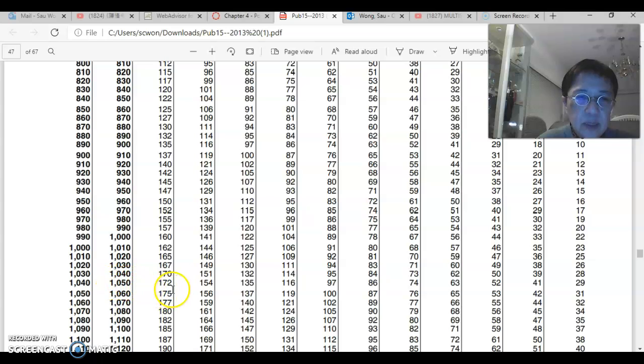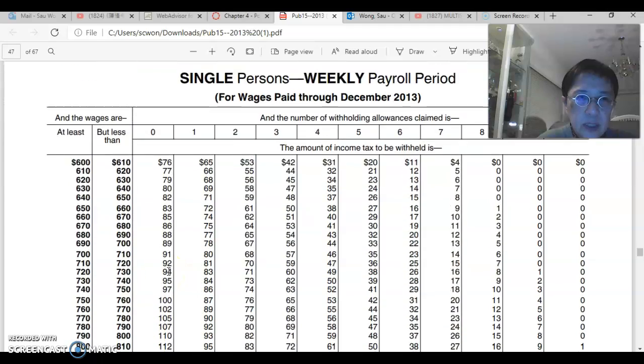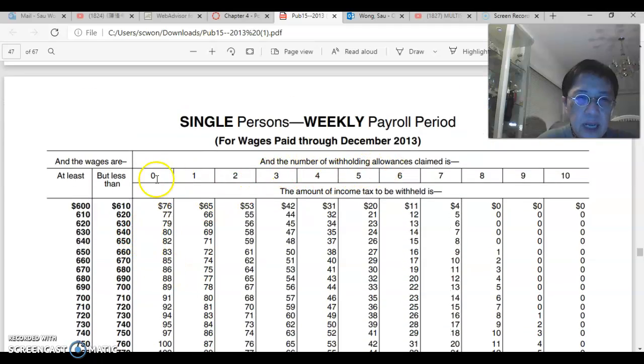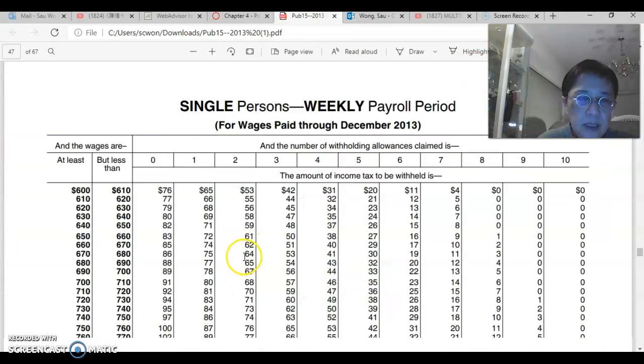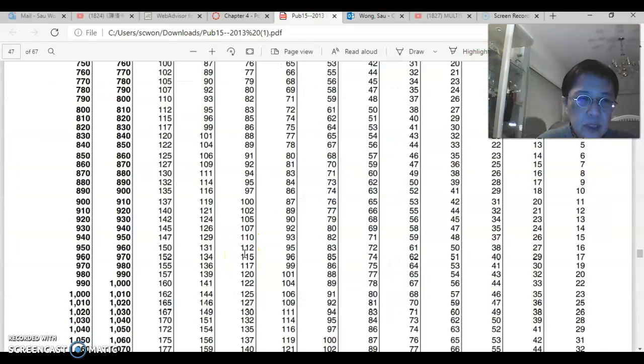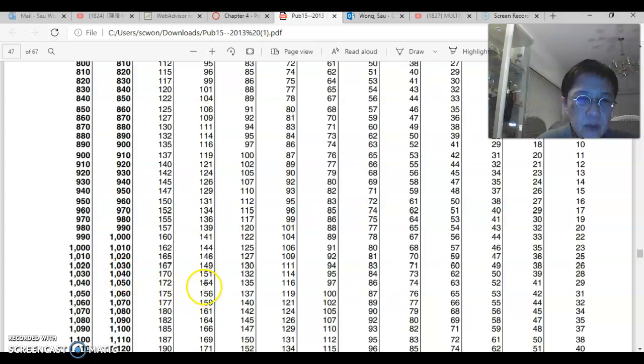And then the third column is 0 withholding allowances. You can go up here to the number of withholding allowances, 0 and 1, okay? His allowance is 2 withholding allowances. So go back here: 1,040, then 0, 1, 2. So the withholding is $135.